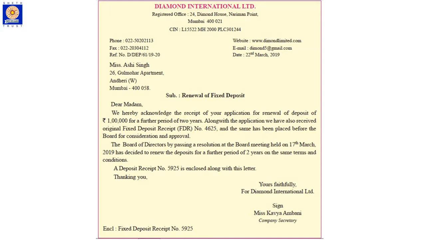Students, you can write any number for the receipt number. Sorry, not alphanumeric, a 4 to 3 digit number. It's not compulsory that you write the same 4 digit number or 4625, etc. You can write any number you like, but make sure it is a number. For receipts it should be a number. For folio or register number you can use alphanumeric types. Okay, the name of the secretary is given in the signature section, that is Miss Kavya Ambani, company secretary.